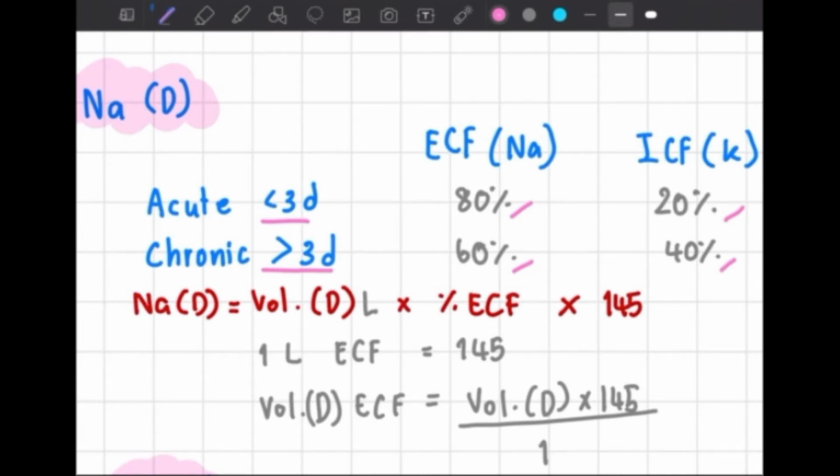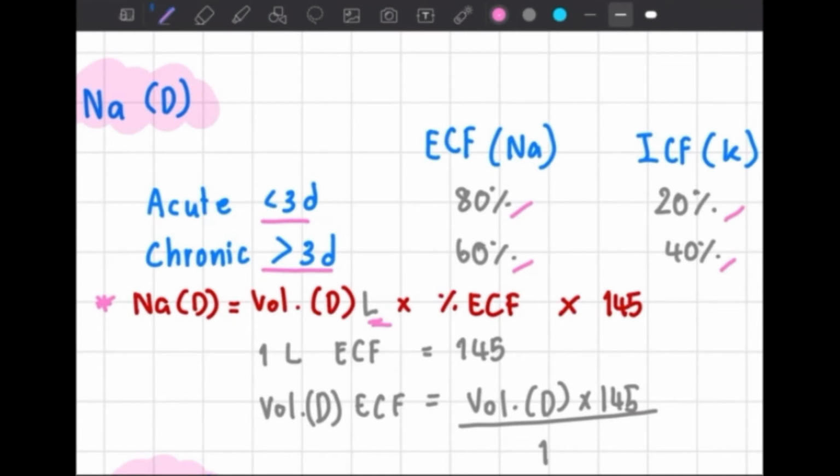So the formula again is given in red here. Sodium deficit is volume deficit in liters, okay? So all of this we had calculated from the beginning was milliliters, but this time we're going to use it in liters. Then you multiply by the percentage of ECF, and then you multiply it with 145.